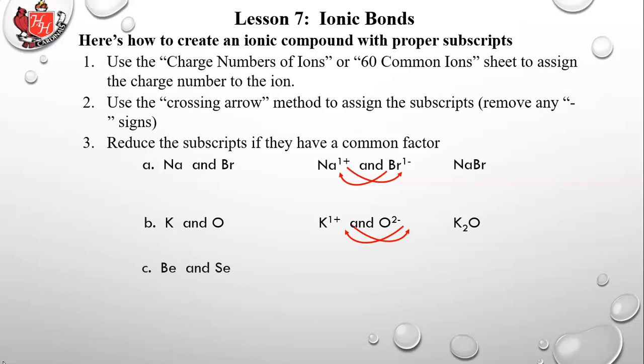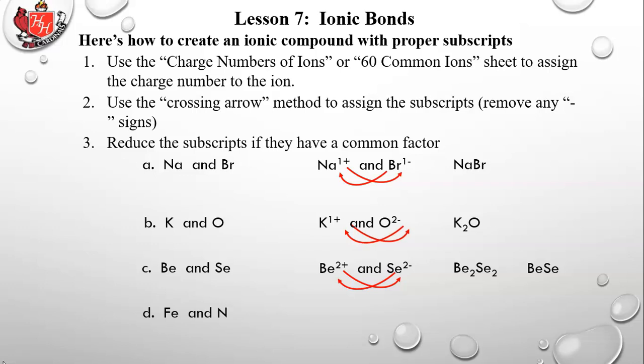Beryllium and selenium. Now those both have 2+ charges, but what that means is that one beryllium will match up with one selenium because the 2+ and 2- is balanced. So initially, if you use the crossing arrows method, you'd come up with Be2Se2, but you can reduce that down to simply BeSe. It's like reducing a fraction.